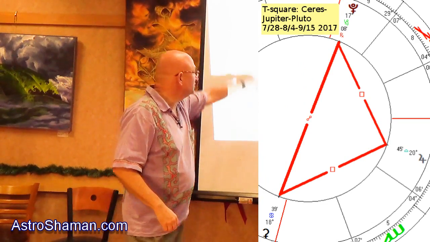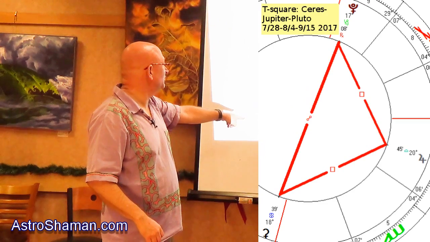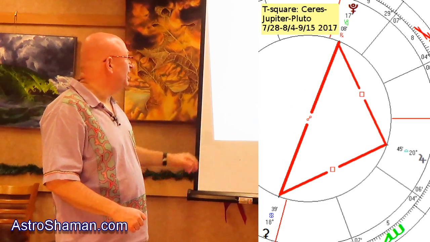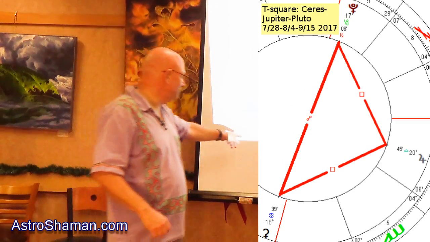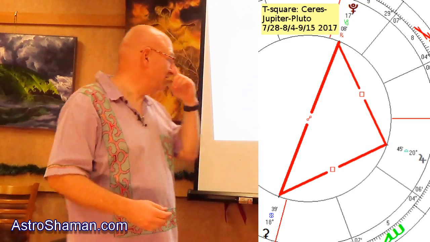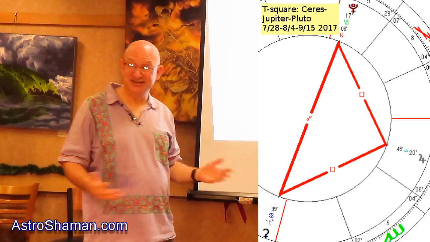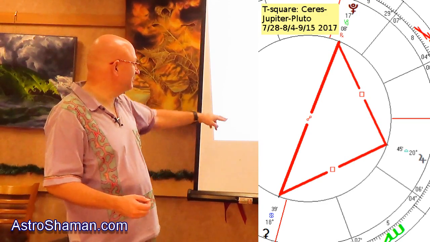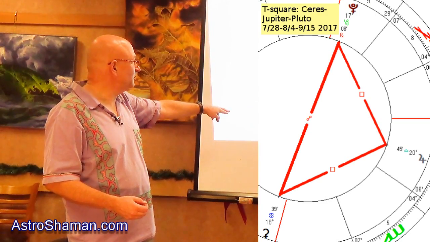So, Ceres opposing Pluto here, July 28th to September 15, could be a theme of release and return, which is another Ceres theme. So watch for that theme. It can be even more explicitly mother-daughter relationships, very explicitly. But look for the basic theme.